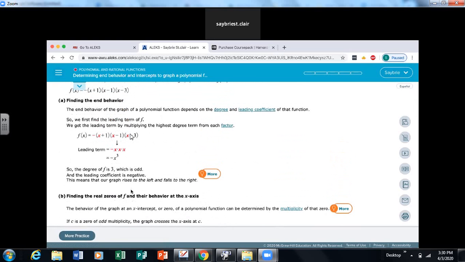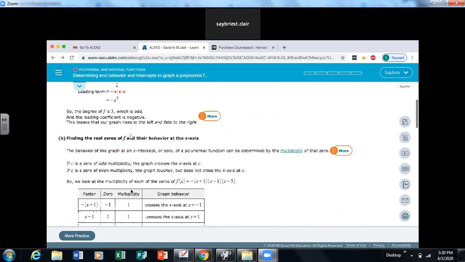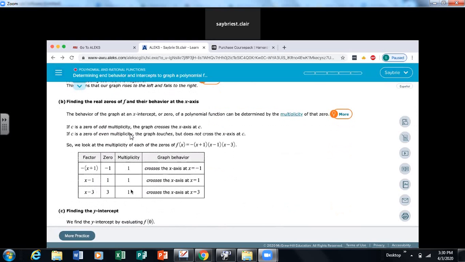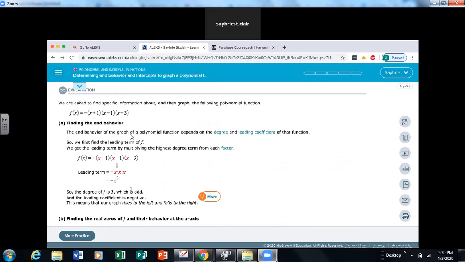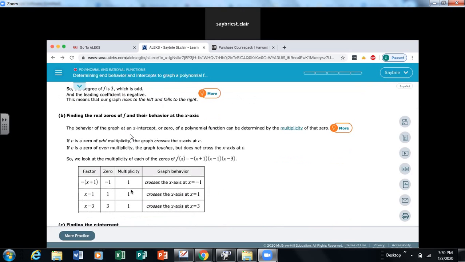So, alright, we got that. We got degree 3. Go up a little bit. Hold on. That's okay. We got the degree 3, odd, coefficient negative. Rises to the left, falls to the right. So we're okay with that. Okay, so now going down. We got those zeros, -1, 1, and 3. That's where it crosses the x-axis.